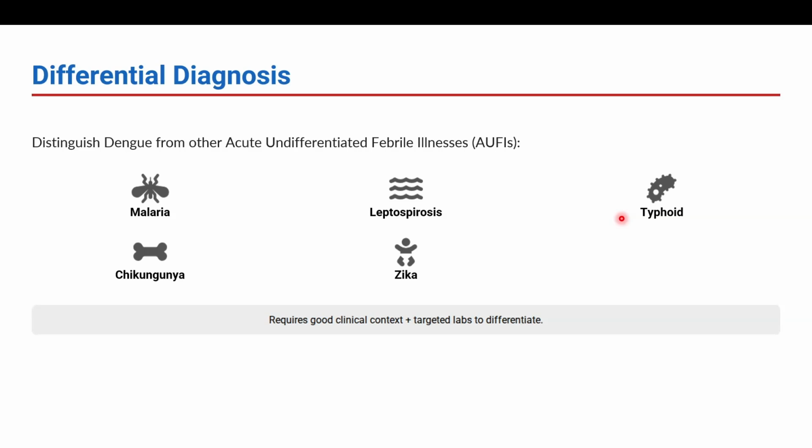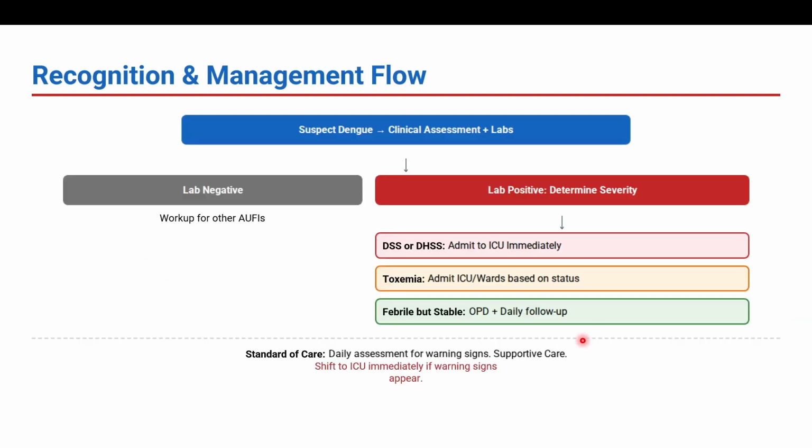So distinguishing dengue from other undifferentiated febrile illnesses requires good clinical context and targeted labs. So, recognition: suspect dengue whenever possible. If it is clinically indicated, do the labs. If the lab is negative, work up for other acute undifferentiated febrile illness. So when you suspect dengue, do the test.